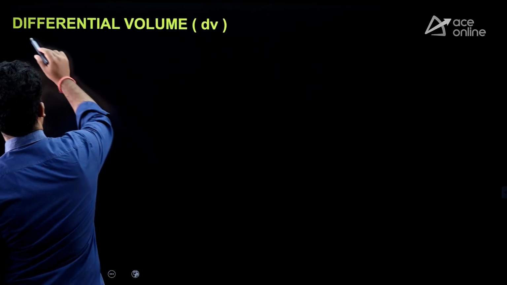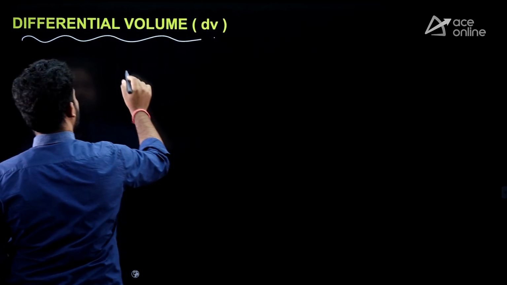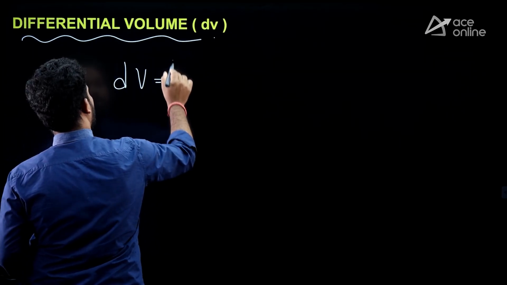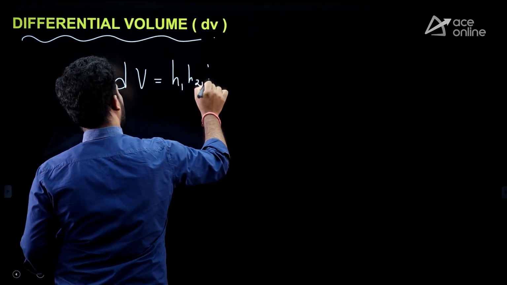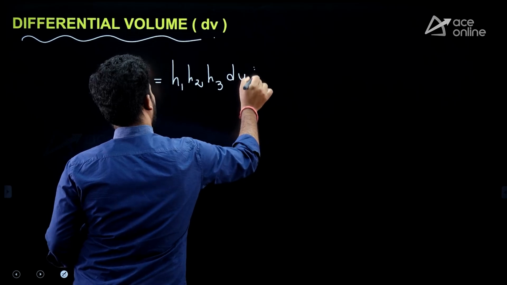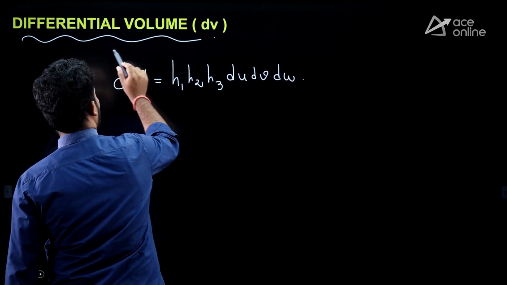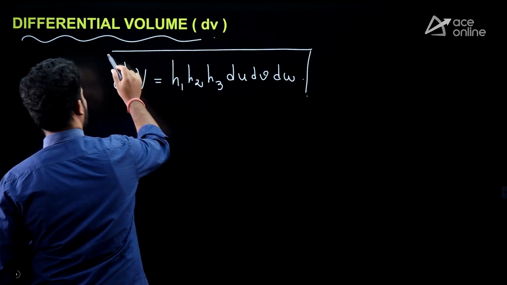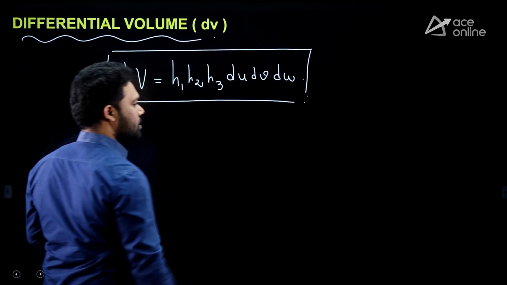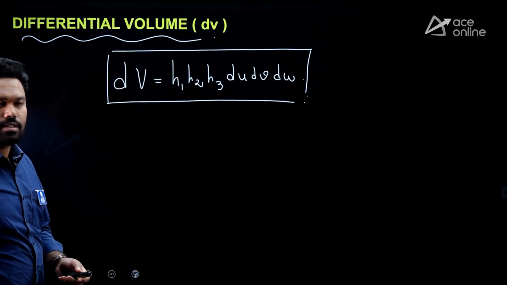Similarly, what happens to the differential volume? dV is equal to h1 h2 h3 du dv dw. Clear, guys? So accordingly, you need to modify for the Cartesian, cylindrical and spherical.